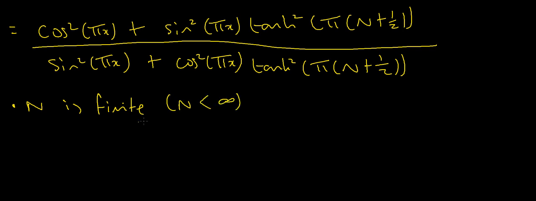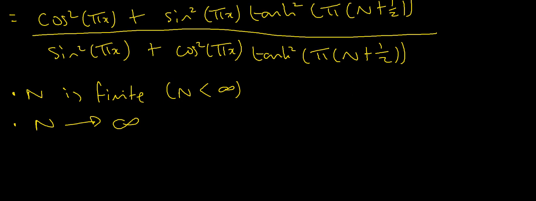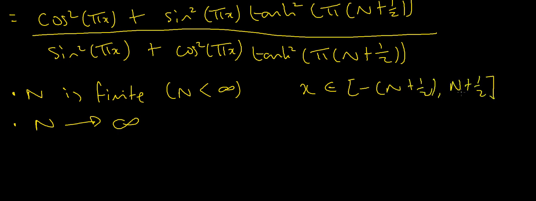And secondly, I need to consider the case where N goes to infinity. And I need to prove that in each of those cases, this whole function here is bounded for all values of x and n in the necessary intervals. Okay, and by the way, in this case, x belongs to the closed interval from minus n plus a half to n plus a half. So I need to show that this whole fraction here is bounded for all these values of x.